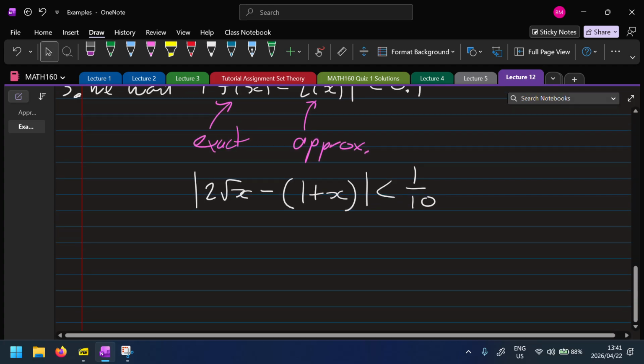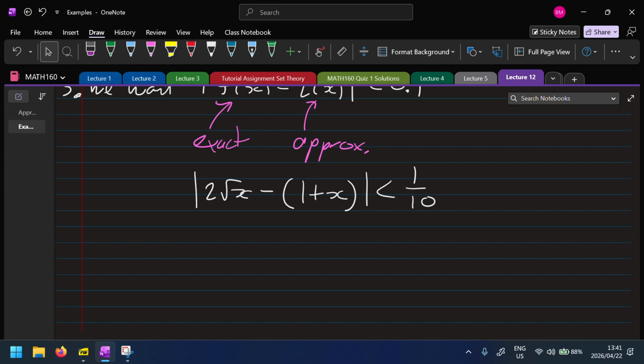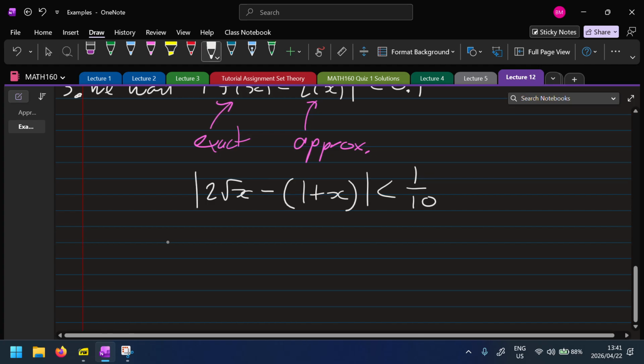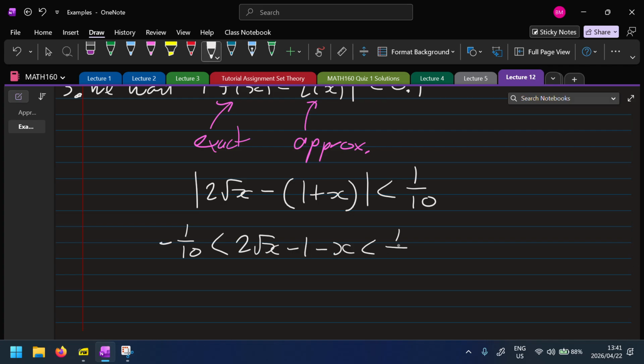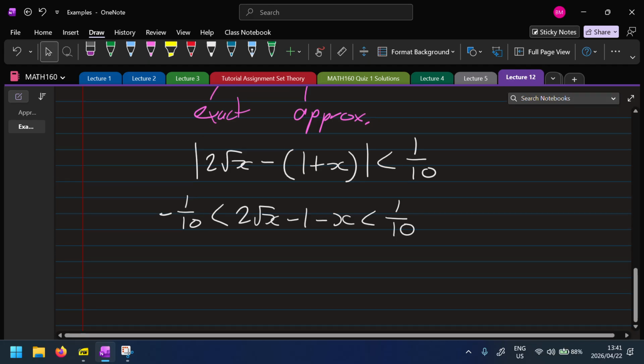Okay, so if we have the absolute value of something being less than 1 over 10, that means that it lies between minus 1 over 10 and plus 1 over 10. That's just your absolute value rules. So from one inequality, we can drop the absolute values, and now we've got 2 inequalities. One on the left there, one on the right. We want to solve for x, so let's try to simplify this a bit.